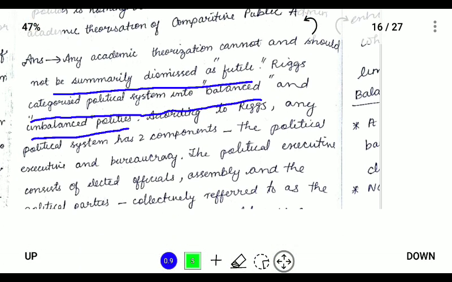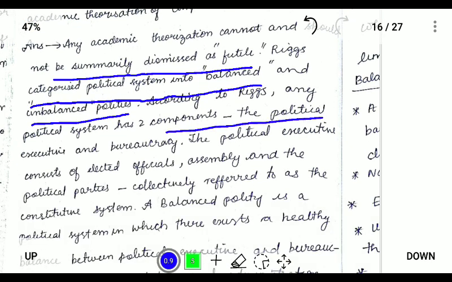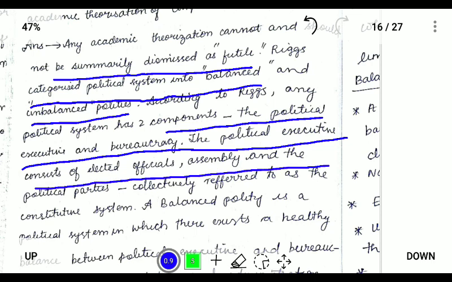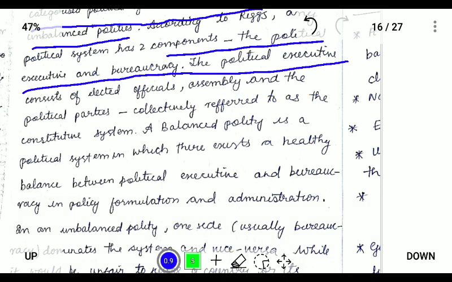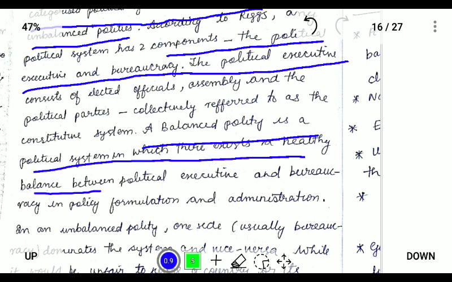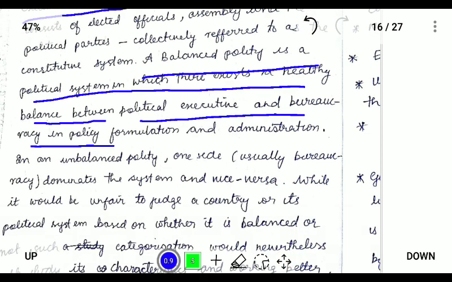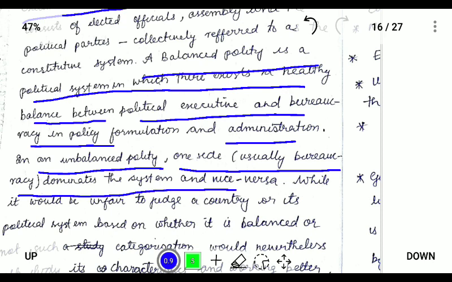According to Riggs, any political system has two components, that is political executive and bureaucracy. The political executive consists of elected officials, assemblies, and the political parties, whereas the bureaucrats consist of the bureaucrats from the IAS to the state public service commission and other lower cadres of civil service. A balanced polity is a political system which ensures a healthy balance between the political executive and bureaucracy in policy formulation and administration. In an unbalanced polity, one side, usually the bureaucracy, dominates the system, and vice versa.